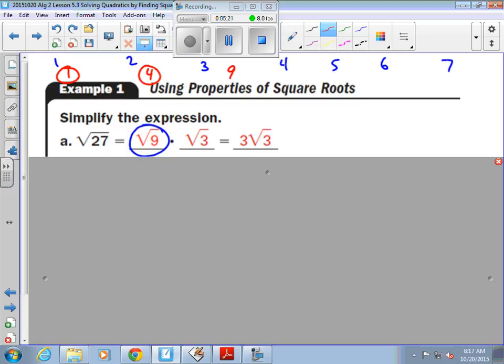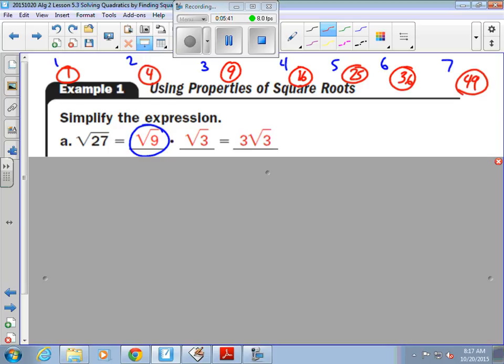3 times 3 is 9. 4 times 4 is 16. 5 times 5 is 25. 6 times 6 is 36. 7 times 7 is 49. Those numbers continue on and on and on. Those are what is considered perfect squares.